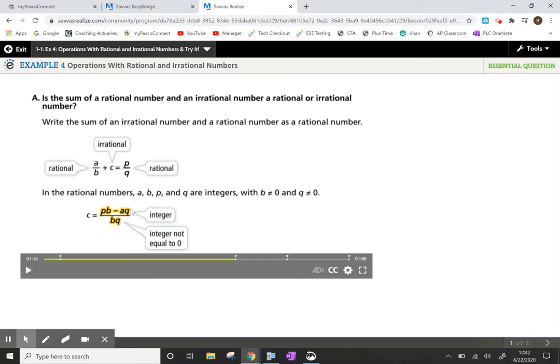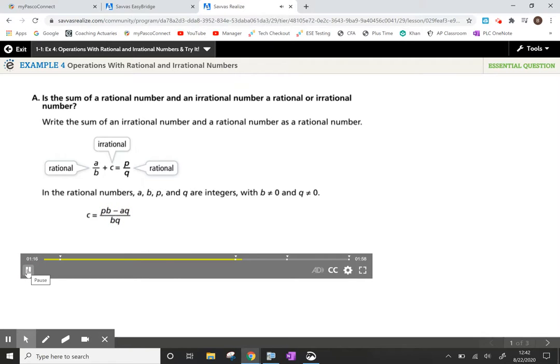So basically what that's saying is if you have an integer on top of another integer, then you have a rational number. What's going to happen here? Well, if this is a rational number, then C can't be irrational because we said C was irrational, and it can't be both. That's what they're going to say here.